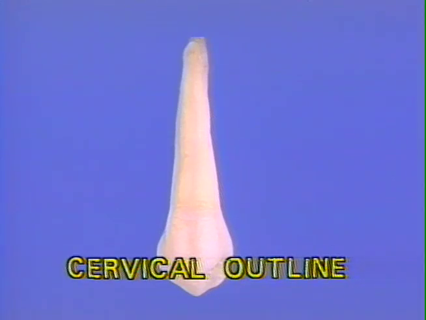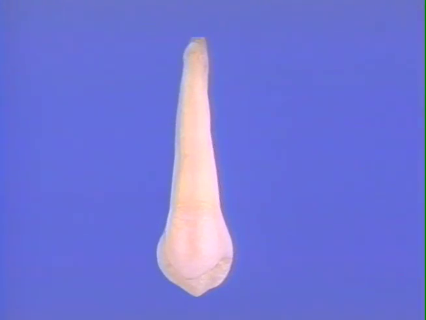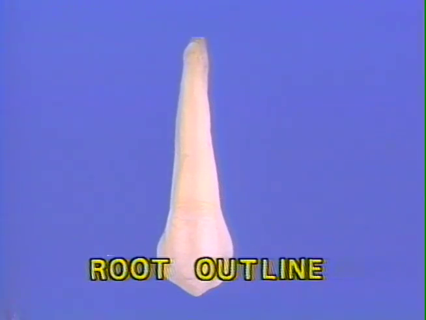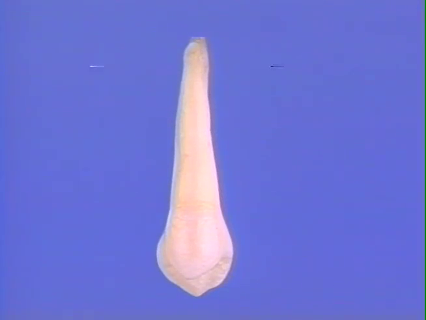Cervical outline. The cervical line curves symmetrically toward the apex. Root outline. The outline of the roots from this aspect resembles that seen from the buccal, except the lingual root being somewhat smaller allows more of the buccal root to be viewed. The lingual portion is smooth and convex.